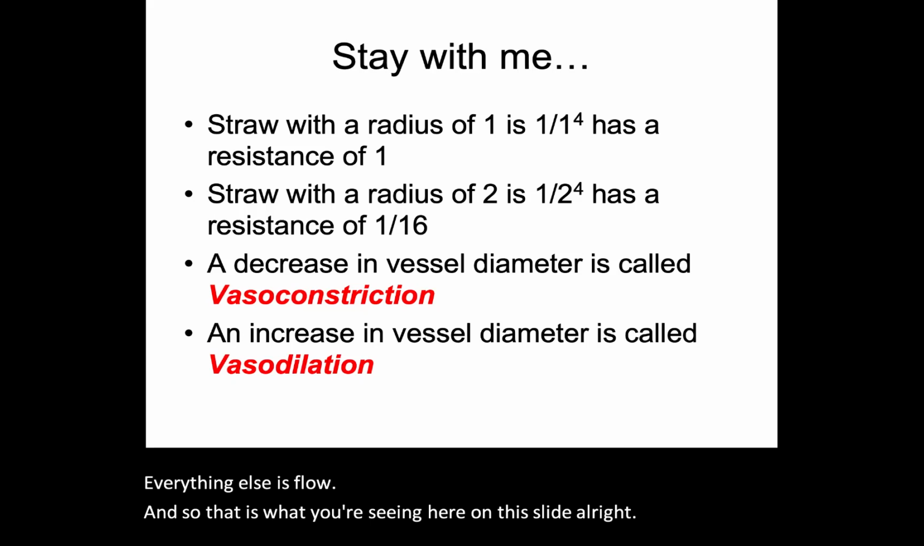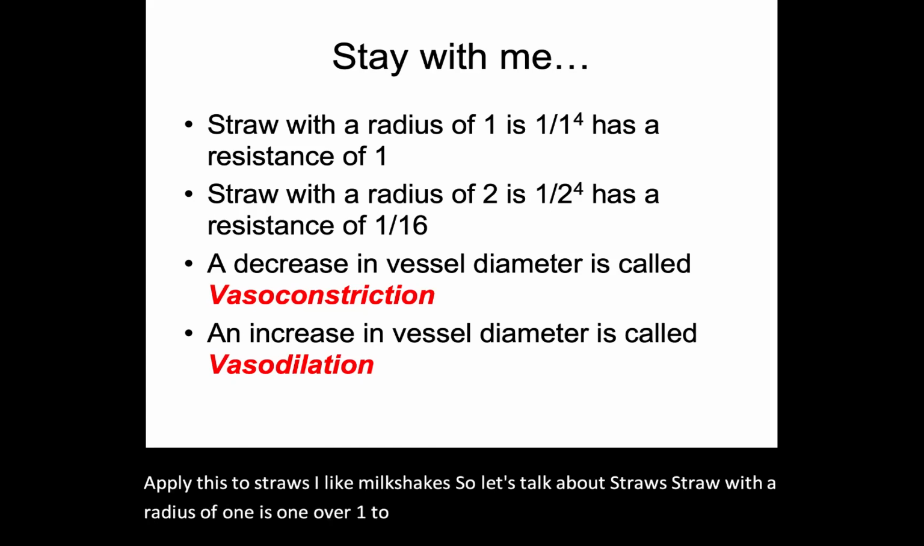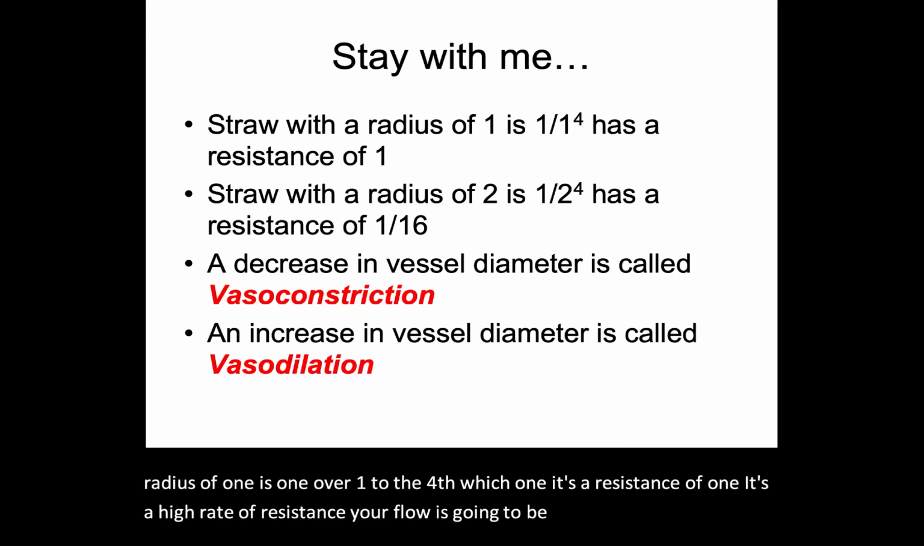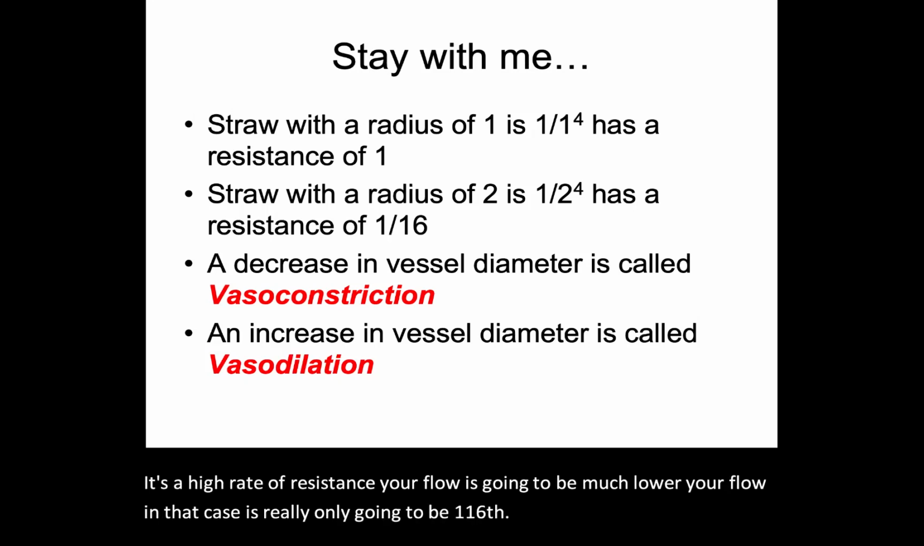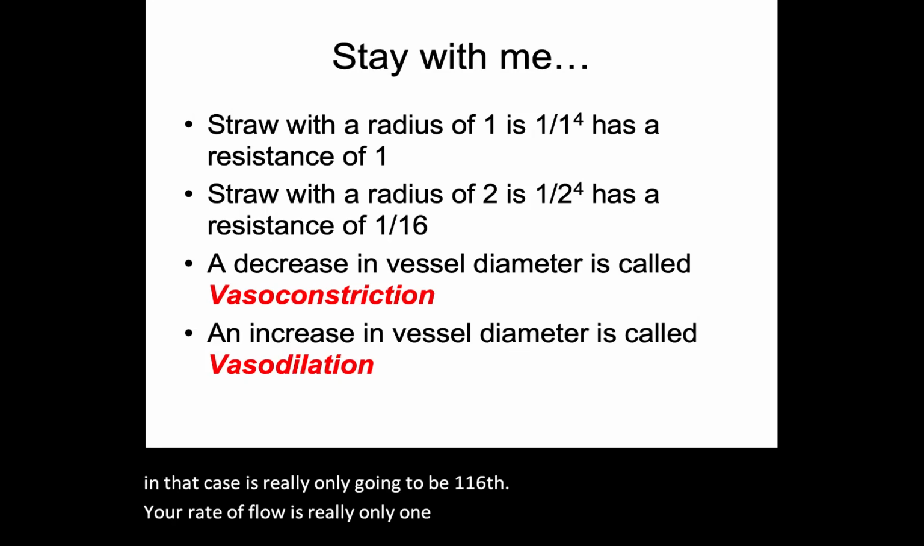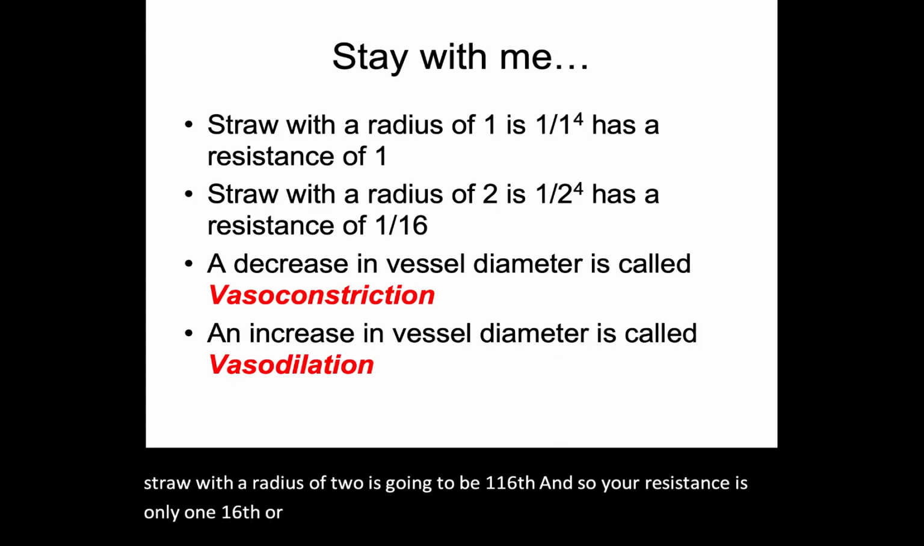Apply this to straws. I like milkshakes, so let's talk about straws. A straw with a radius of 1 is 1 over 1 to the fourth, which is 1. It's a resistance of 1. It's a high rate of resistance. Your flow is going to be much slower. Your rate of flow is really only 1/16. That's a trickle. Whereas with a straw with a radius of 2, your resistance is only 1/16, or your rate of flow is 16 times more than with a radius of 1.